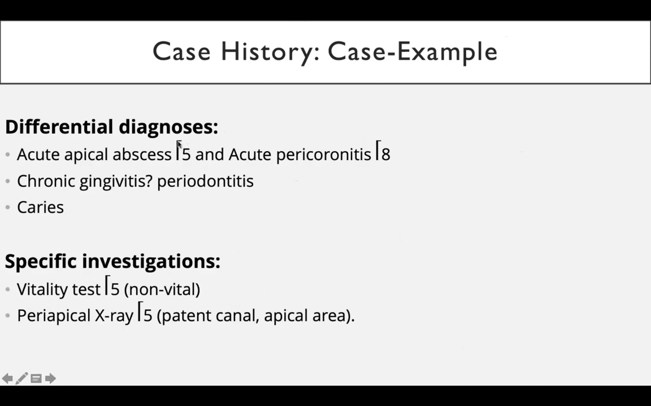Okay, so this is the right side, yeah. This should be like this. Okay, so acute apical abscess on the right 5th and acute periodontitis seen, chronic gingivitis, periodontitis, or caries.